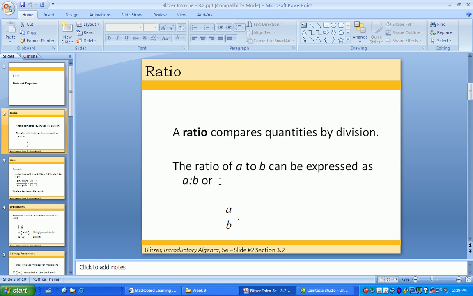So for example, when we see a ratio that says A to B, it can be written as A colon B, which is identical to saying A divided by B. It's real important to note that the number on the left has to be the number on top. The number on the right has to be the number on the bottom, or else it'll be an incorrect ratio or incorrect proportion.